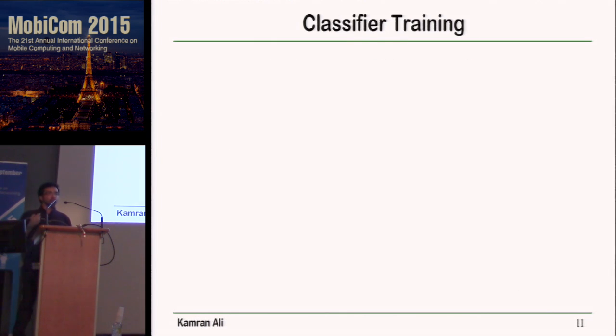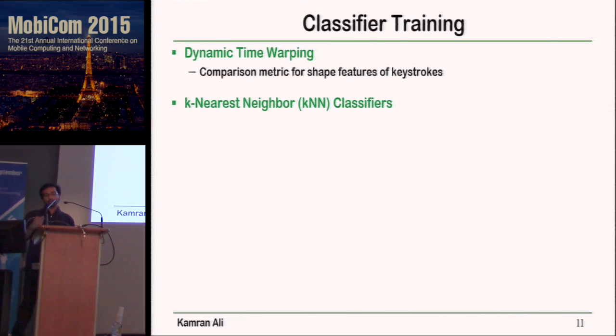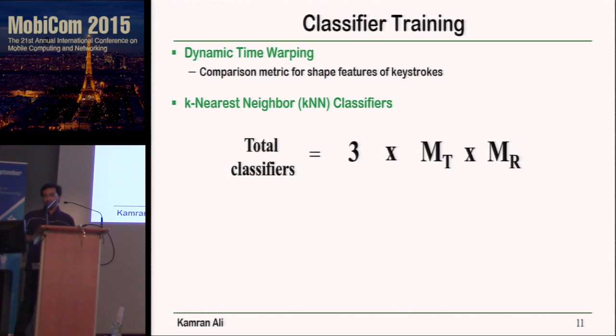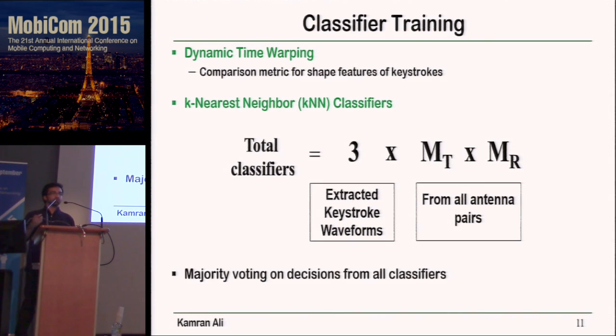The next step after keystroke extraction is classifier training. We use dynamic time warping as a comparison metric between different keystroke features, and we use KNN classifiers to classify. So we train an ensemble of KNN classifiers, where each classifier is trained using one of the extracted keystroke waveforms from all the antenna pairs. And in the keystroke recognition process, the results from all the classifiers in the ensemble are combined using majority voting in order to obtain a final decision.